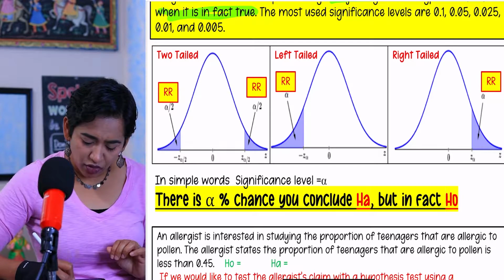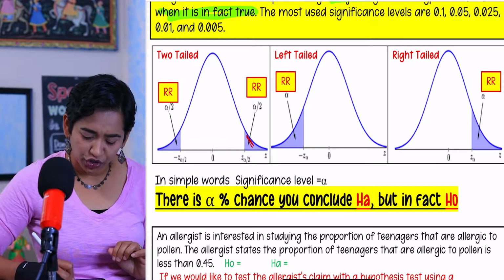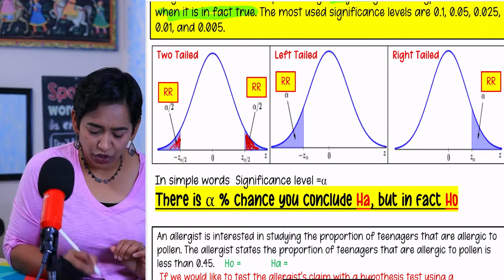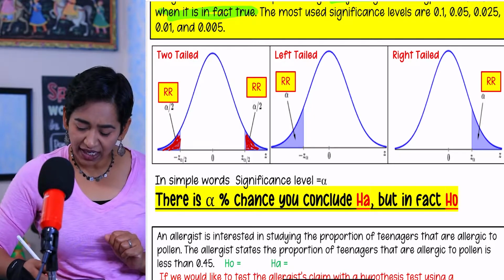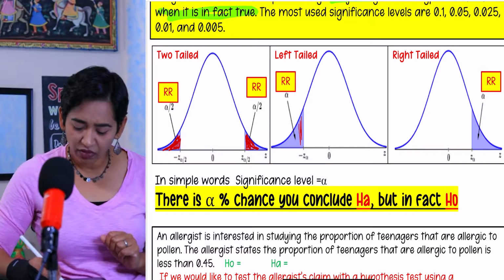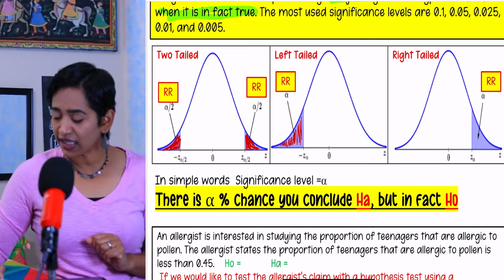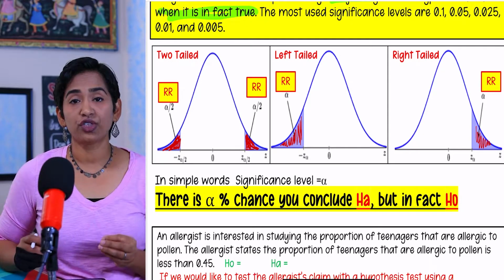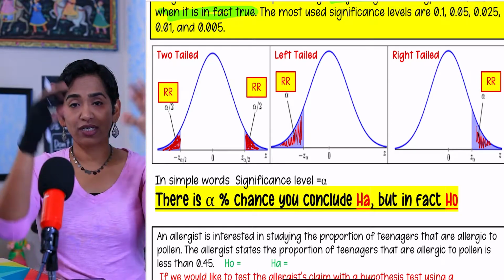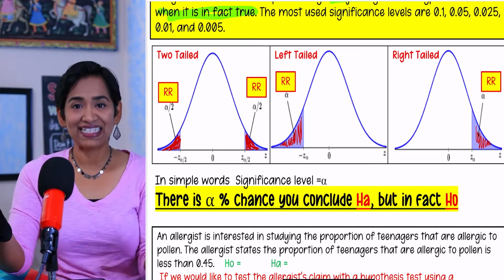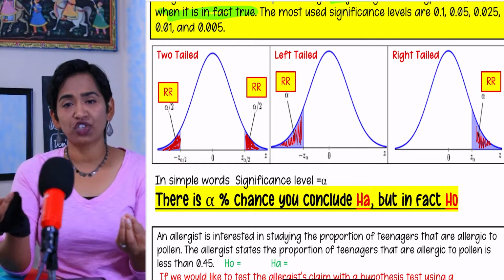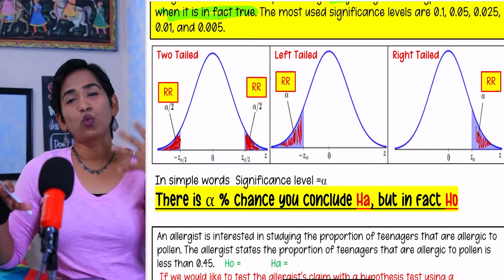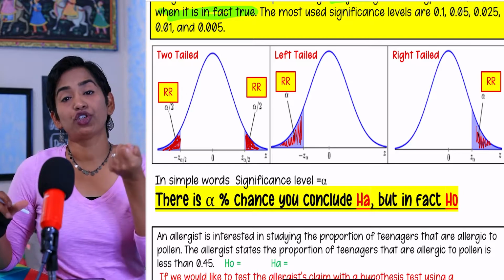And this region is called your rejection region. All this shaded part is your rejection region if it's a two-tailed test. If it's left-tailed, it's towards your left-hand side. If it's right-tailed, it's towards the right-hand side. That's your rejection region. What do I mean by rejection region? When you take your test statistic and your test statistic falls in the rejection region, that means you will be rejecting your null hypothesis. So the word itself tells you it is your rejection region.